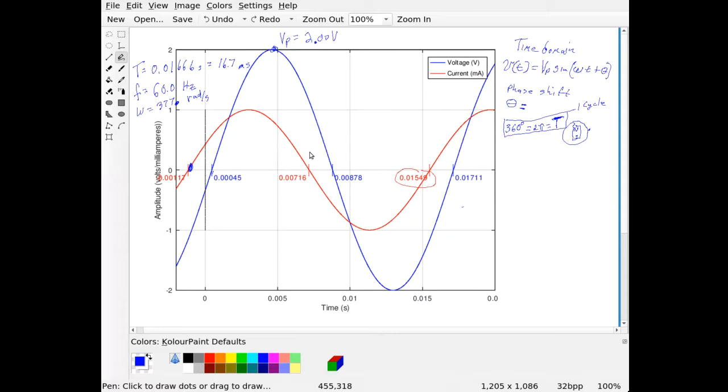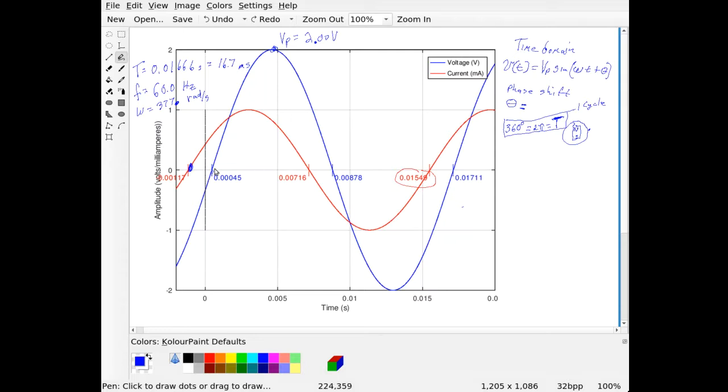But all right, so now we've got our radian frequency omega, we've got our frequency in hertz, we've got our period. So now let's take a look at this offset. We want to find out what this angle is. We know that it took 0.45 milliseconds, or 450 microseconds if you want to look at it that way, before it crossed 0.